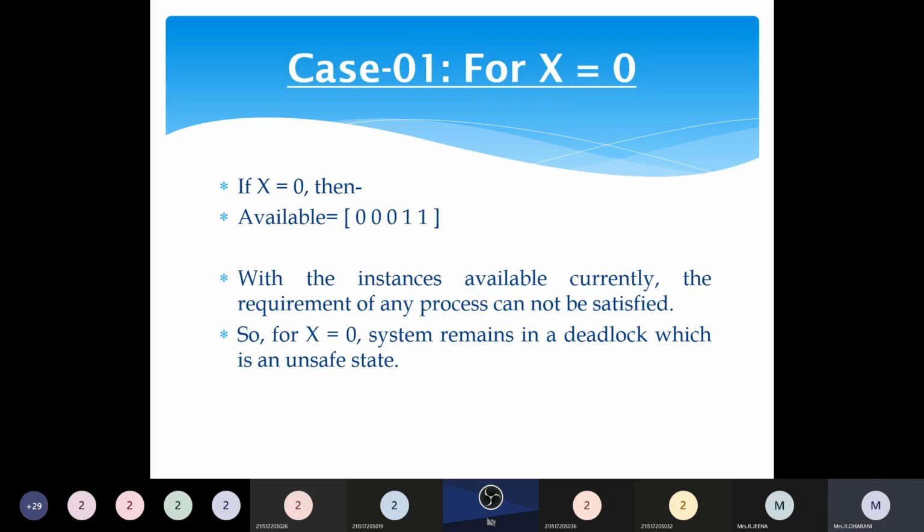Let us take case 1. For X equal to 0, you need to assume the third instance is initially X as 0, then availability is equal to 0, 0, 0, 1, 1. So you need to find out what will be the smallest number for that resource instance type so that the system must be in the safe state. With the instances available currently, the requirement of any process cannot be satisfied. So when you take X equal to 0, the system remains in deadlock, which is not a safe state.